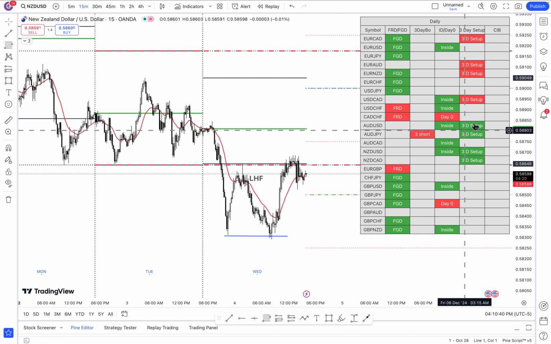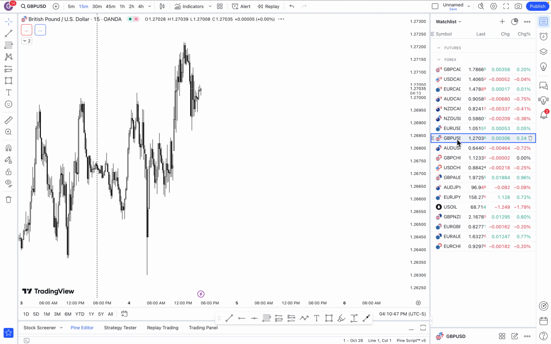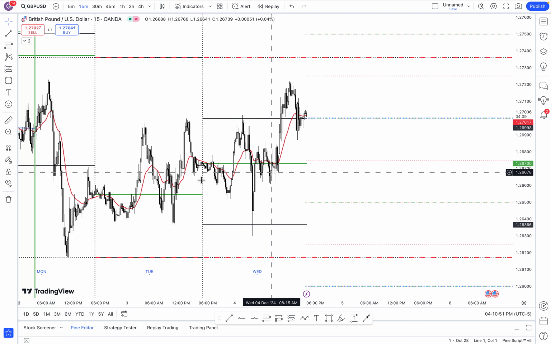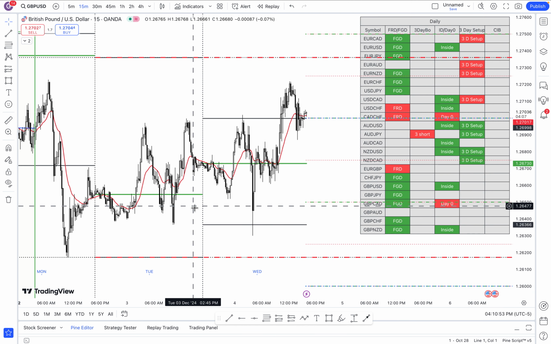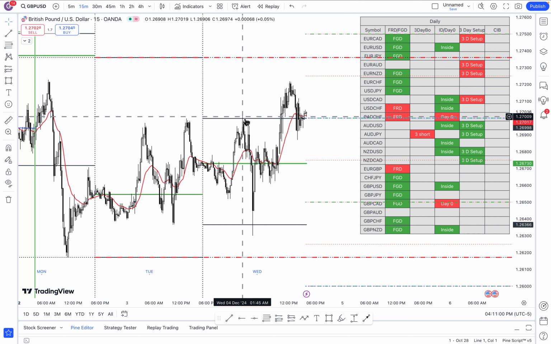We had GBP USD FGD. How did they behave? GBP USD, we had the FGD. Did they play out? Yes, they did. And the indicator also picked up the inside day. It's an inside day. We had a false break reversal in the USD London session. It collapsed to the downside.